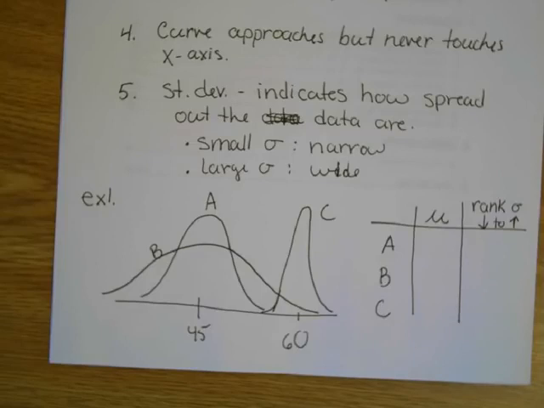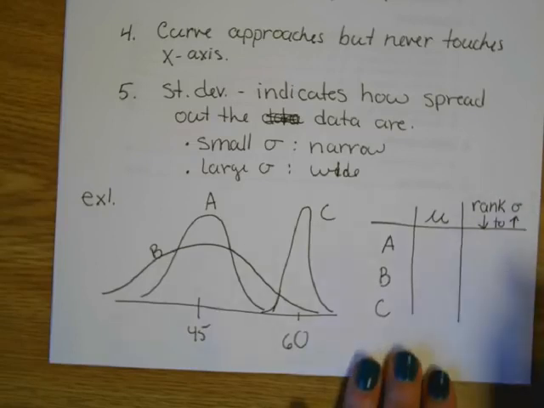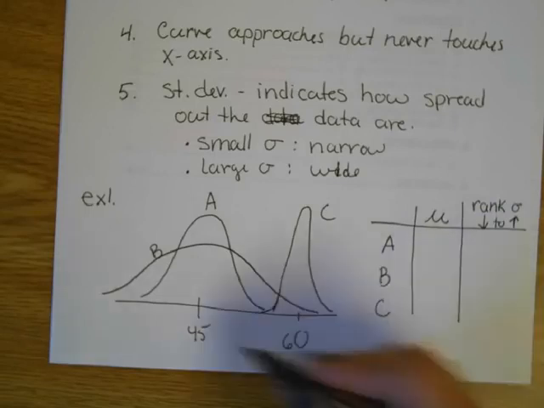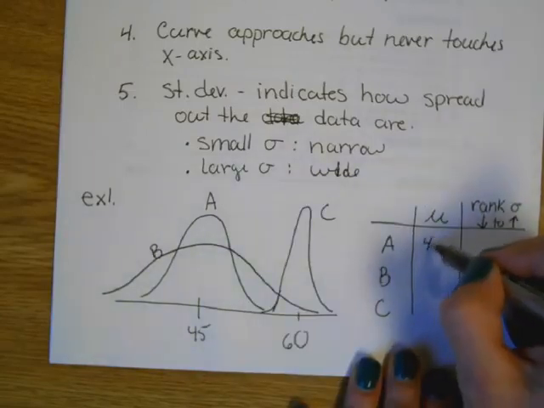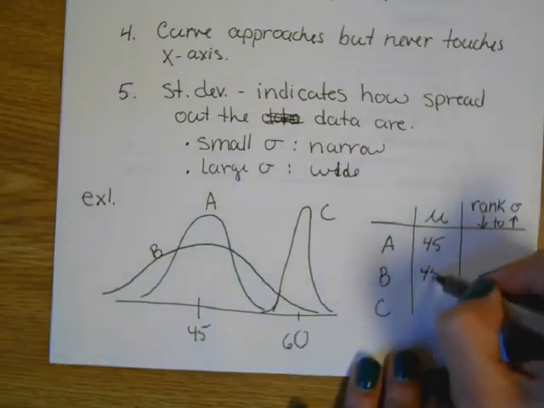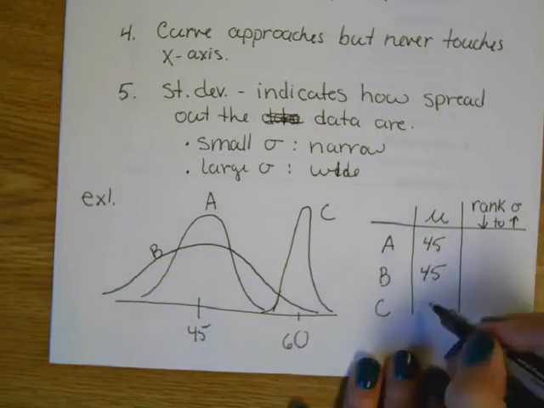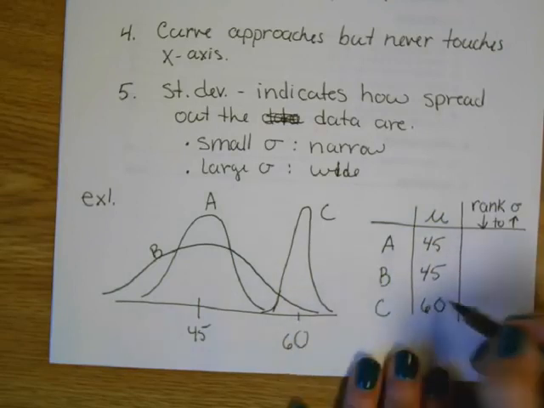So, first question, what is the mean for each graph? What's the mean for A, B, and C? How do we know where the mean is at? The line of symmetry. So A and B, the line of symmetry is at 45, so the mean is 45. And for C, the mean is going to be at 60.